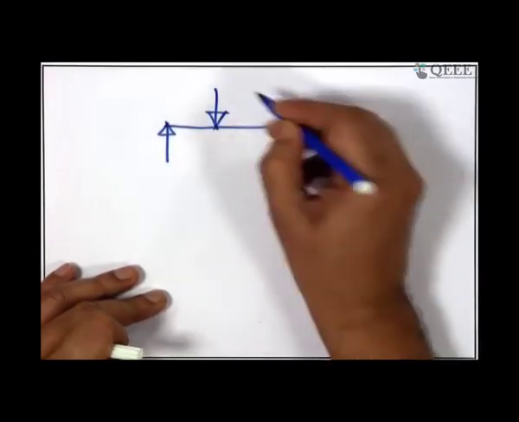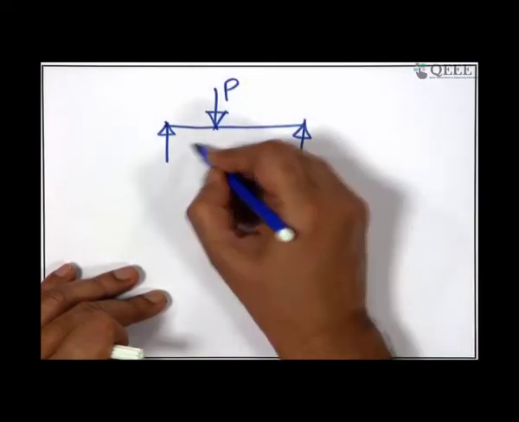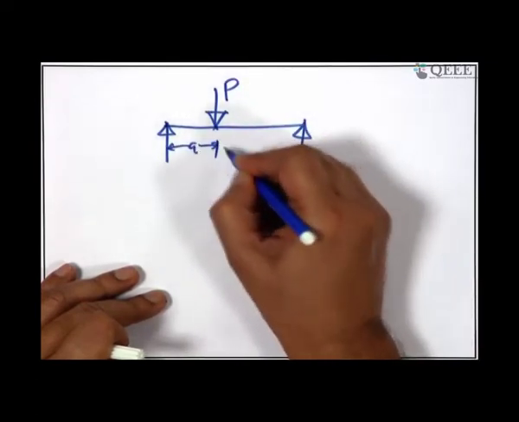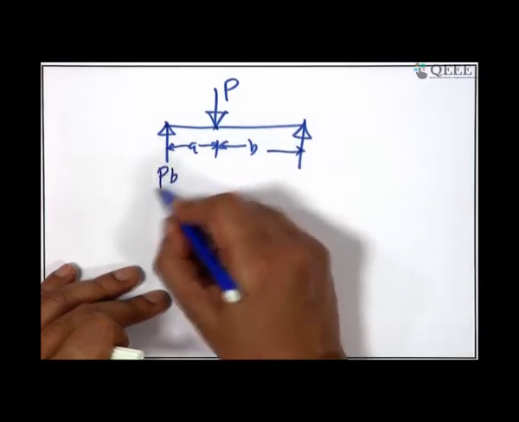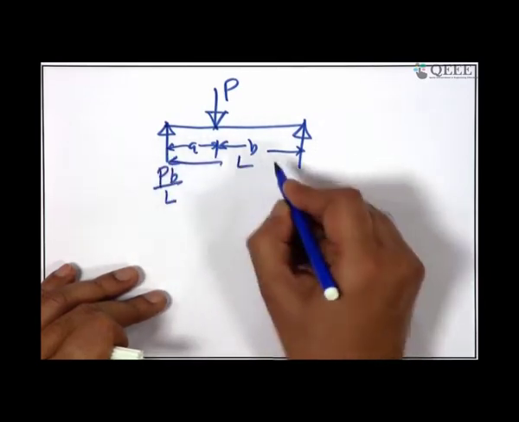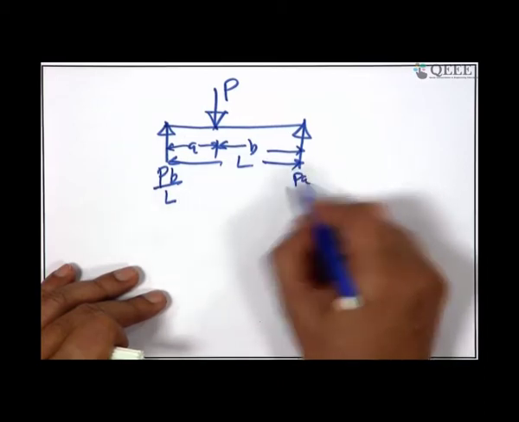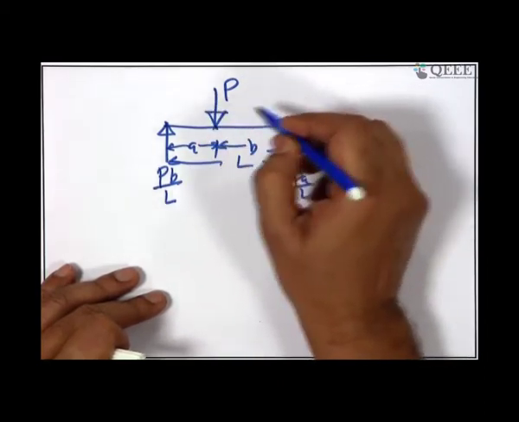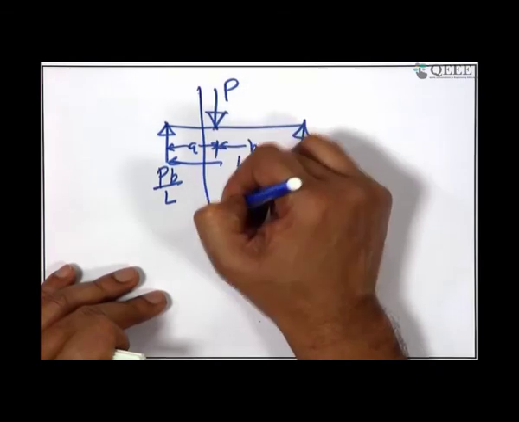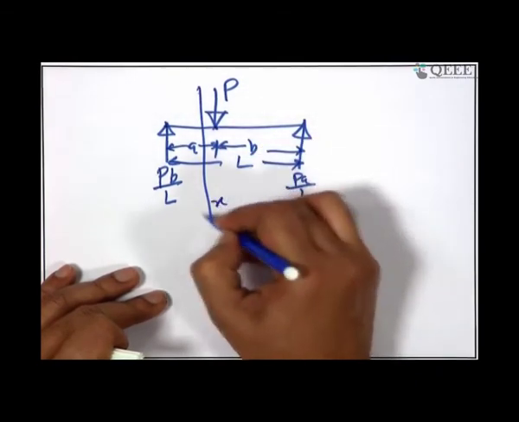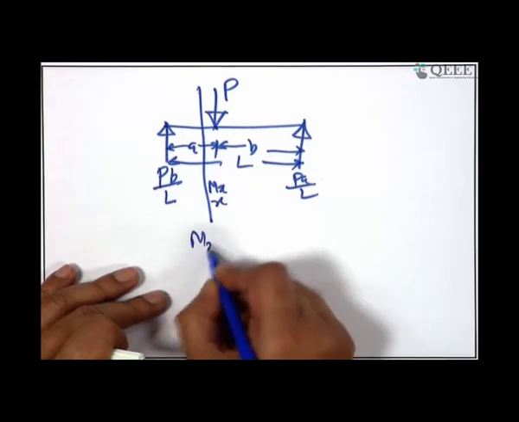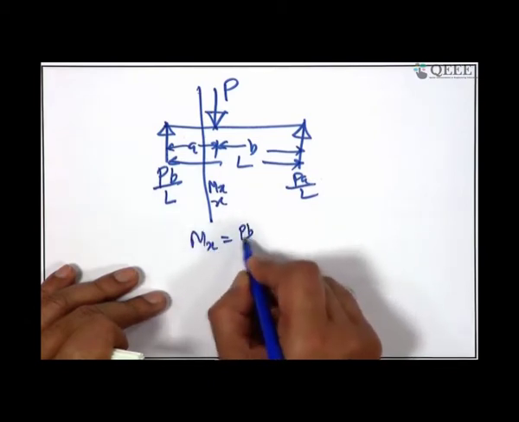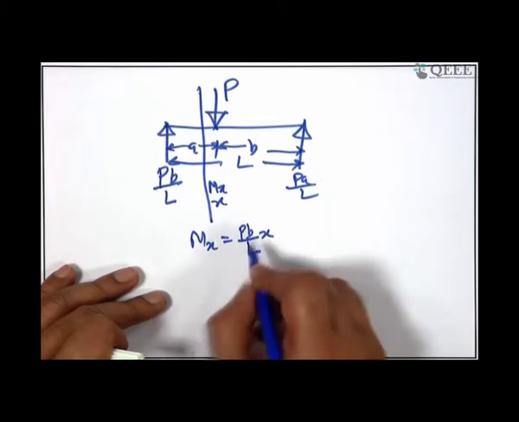We have a load here. This distance is A, this distance is B. So, your reaction here is P B by L if the total length is L, and this is P A by L. Now, if you are interested in determining the bending moment at a section x, which is M x, then M x will be P B by L into x.